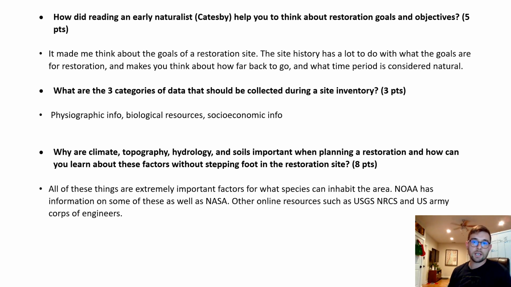Three categories of data you should be collecting are physiographic information, biological resources, and socioeconomic info. All of these things are extremely important factors for what species can inhabit an area. NOAA has information on these, as well as NASA and other online resources such as USGS, the NRCS, and the U.S. Army Corps of Engineers. So you don't even need to go to the site, just go to Google.